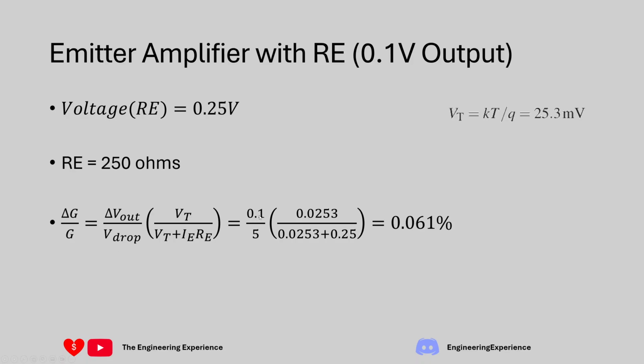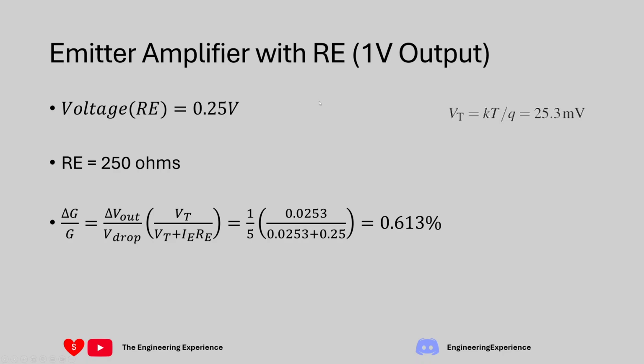Our voltage variation or delta V out is 0.1 in this case, divided by 5, which is the biasing point for the circuit. We multiply that by 25 millivolts over 275 millivolts, roughly. That gives us a distortion of 0.061. You can see when you compare this distortion with an amplifier without the emitter resistor, one that is fully grounded, the distortion is reduced by 10-fold approximately. When we have a 1 volt output swing, a lot of this will stay the same. We use the same equation and just replace the delta V out with 1. In this case, we get a distortion of 0.613%, which is approximately a tenth of the distortion we had for the circuit without an emitter resistor.